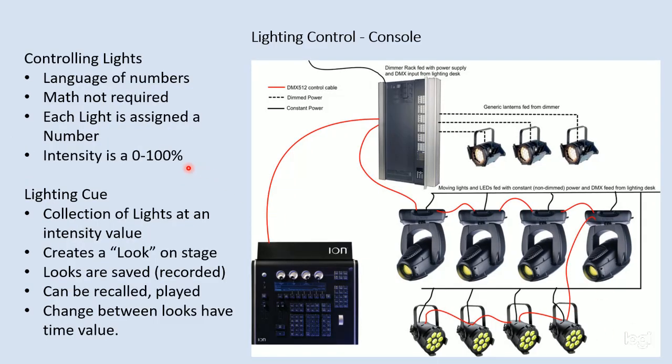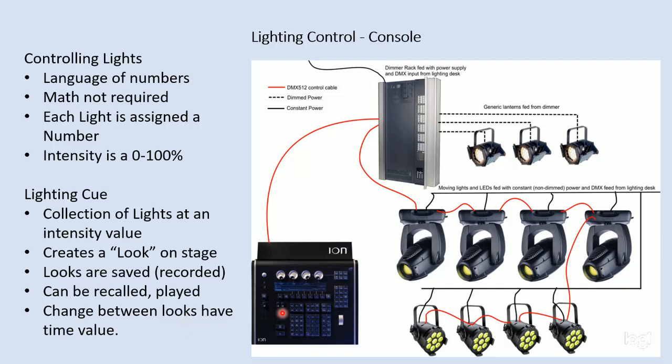So, controlling lights. Lighting is a language of numbers, and don't be afraid, math is not required. But every light is assigned a number from the controller, or a channel number. And so at the light board, I tell a channel to come to a value, let's say full, and then it tells the dimmer rack to turn that dimmer to full, which turns that light to full.